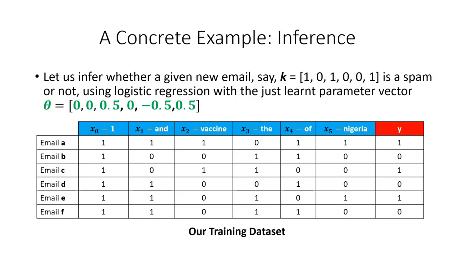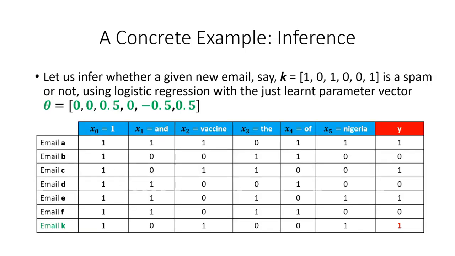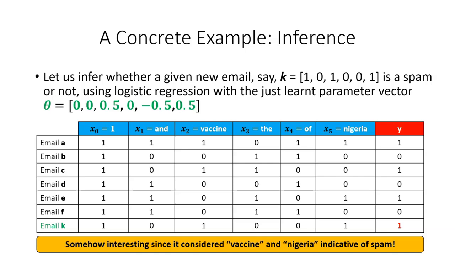Here are some more examples from the training data set, with h of x at 0.7. Is it greater than 0.5? Yes. Then we changed the info email here, with k from 1 to 101001. It is interesting, since you consider the words vaccine and Nigeria indicators of spam. Sometimes the word vaccine or Nigeria comes up, and then we have to take it into consideration.